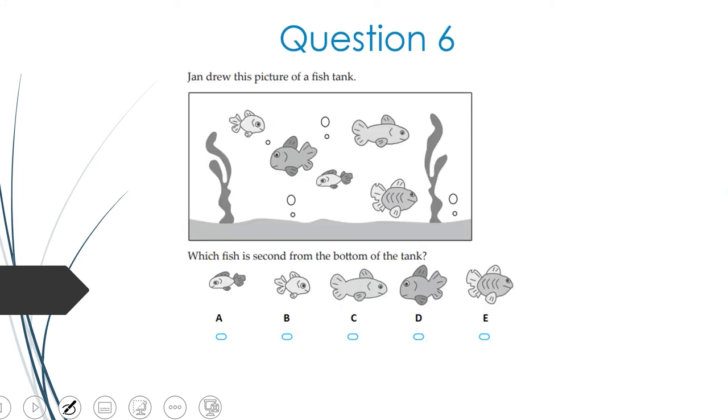Question 6. Jan drew this picture of a fish tank. Which fish is second from the bottom of the tank? This one's clearly the one at the bottom. So this must be the one that is second from bottom. Small little fish looking to the left. Looks just like this one. A is our answer.